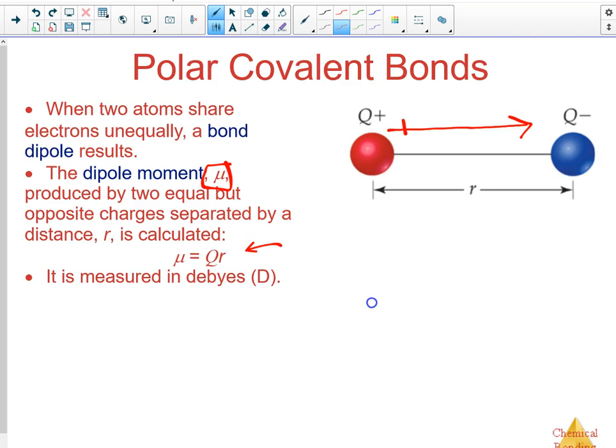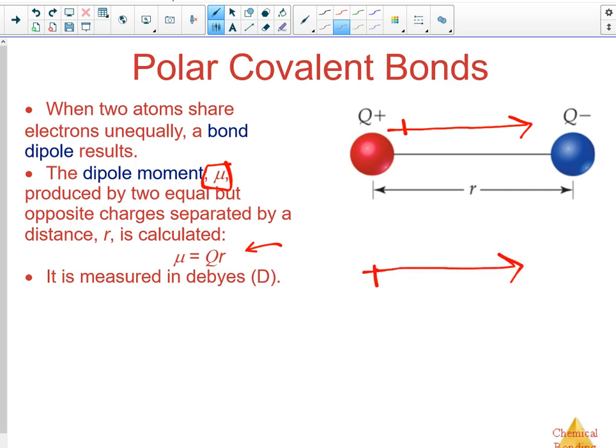Okay, when two atoms share electrons unequally, we get a bond dipole. Dipole means two poles, and we don't say it's dipolar, we just say it's polar, but it means two poles result, the positive half and the negative half. The dipole moment, which is mu, produced by two equal but opposite charges separated by a distance r, is calculated there. Measured in debyes. You don't have to know that equation at all. It's just the difference.